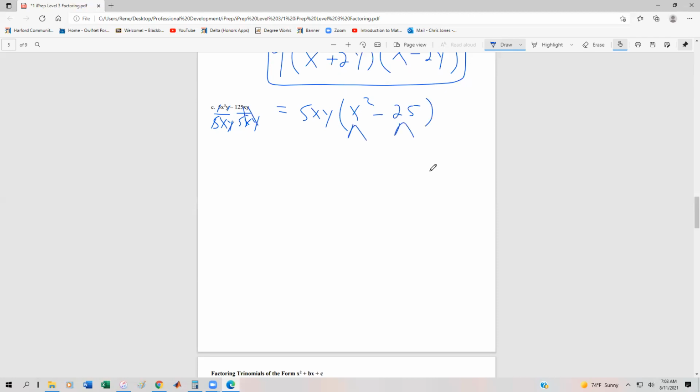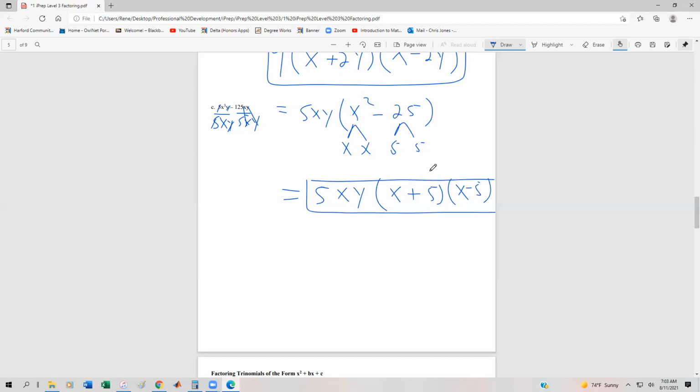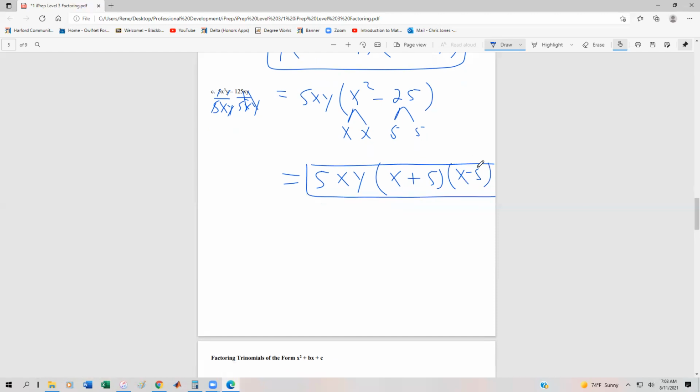And now this is pretty easy. x squared is x times x, 25 is 5 times 5. And so we can't forget the 5xy, but then we're going to be left with (x plus 5) and (x minus 5). And that's going to be our final factored form for that binomial difference of squares.